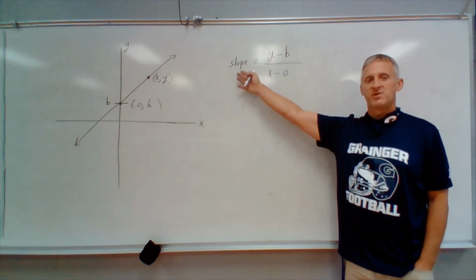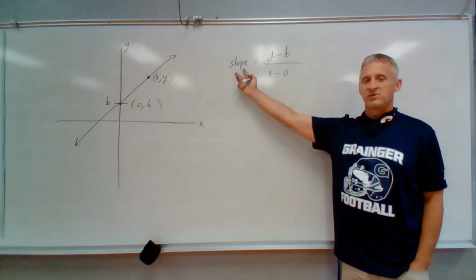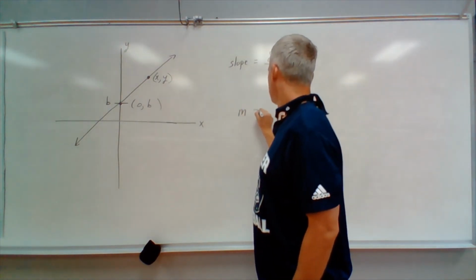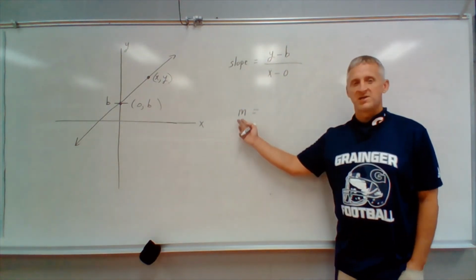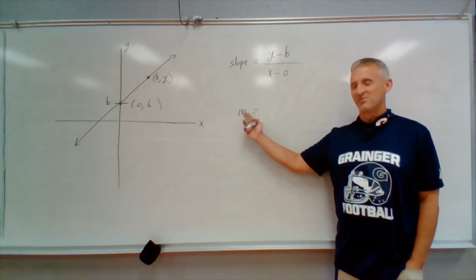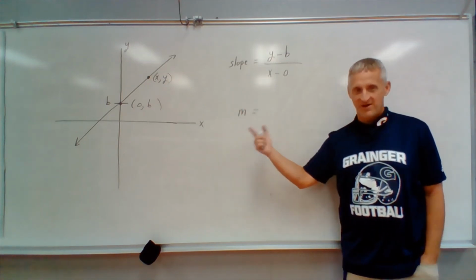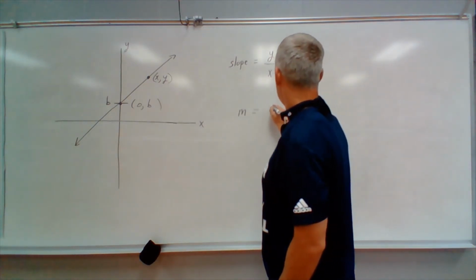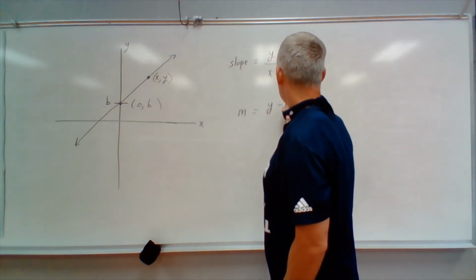Everybody abbreviates slope with an M. I have no idea why, but that's the way it's done. M is going to stand for slope. So we got y minus b. Let's simplify here. X minus 0 is just x. Let's solve this equation for y now.